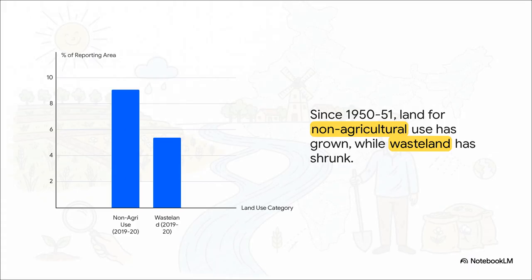This chart here tells a really powerful story. The blue bar shows the land that's being used for things other than farming, like buildings and roads. See how much it's increased since the 1950s? Well, this development often happens on what used to be wasteland, and that's why you see that category has shrunk. The key takeaway is really simple. As India develops, the very ground beneath our feet changes.